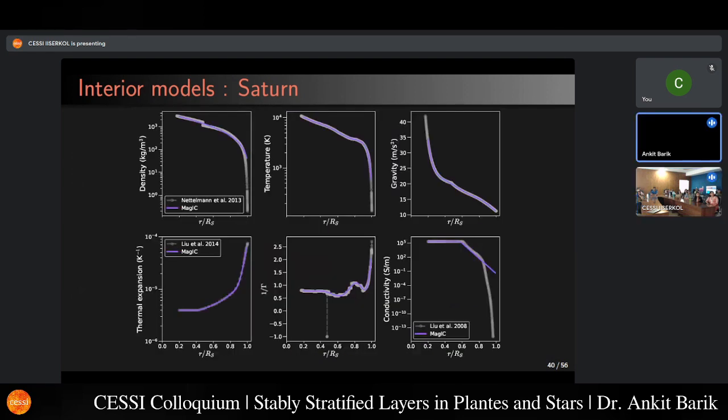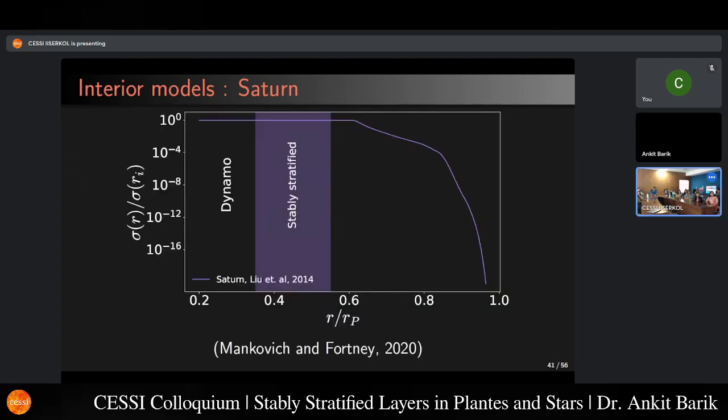After you get the profile, the next question is where do you put the stability structure? According to this paper, where they look at hydrogen phase diagrams and thermal evolution models, they say that the stability structure should be somewhere here, and the dynamo should be somewhere here. The problem is the electrical conductivity starts decaying around 60% of planetary radius, so you're left with very little space for the dynamo to operate.